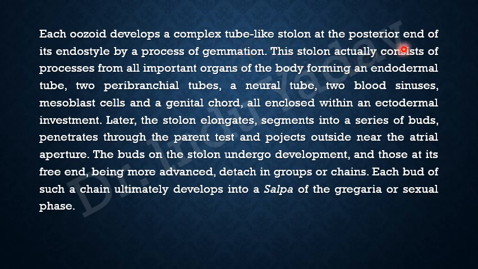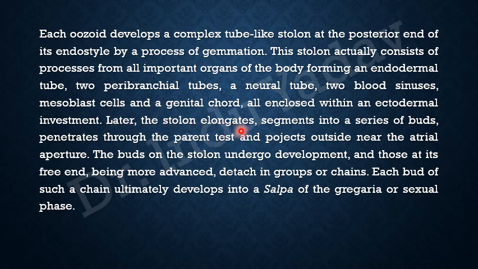This stolon actually consists of processes from all important organs of the body forming an endodermal tube. This tube has two peribranchial tubes, a neural tube, two blood sinuses, mesoblast cells, and a genital cord, all enclosed within an ectodermal investment. See, all these structures are helping in the formation of the new animal.